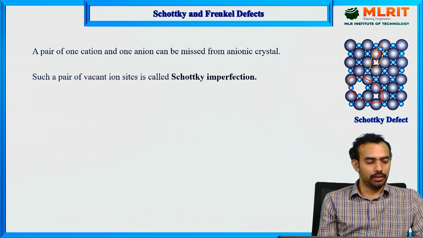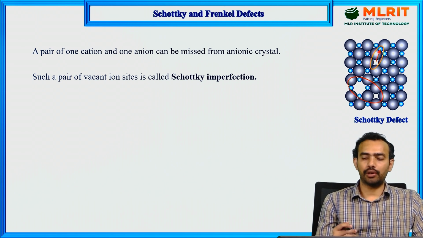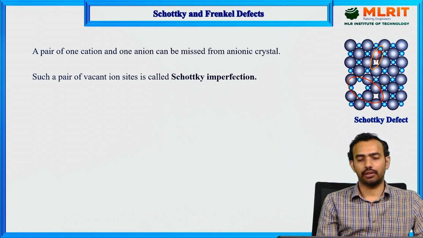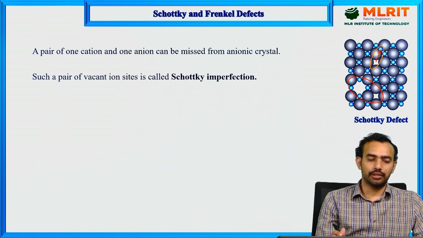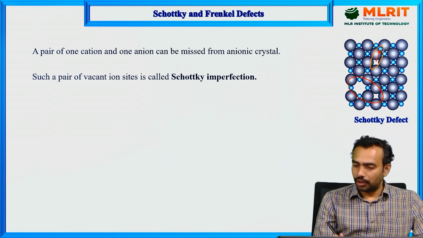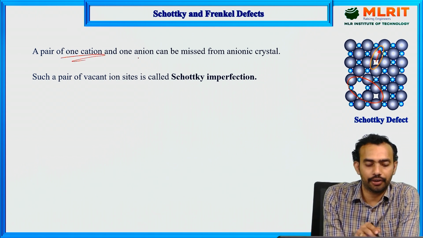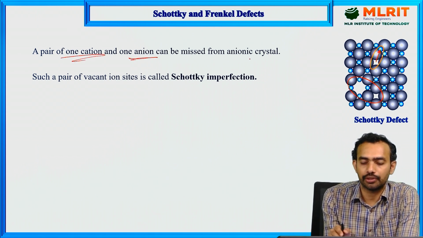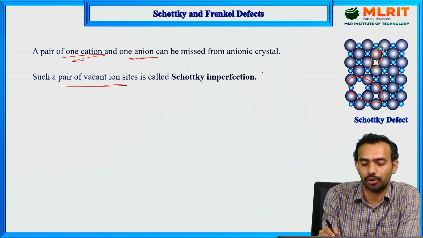Right. So in addition to these interstitial, substitutional and vacancy defects, we do have another two types of defects that are basically identified in ionic crystals. In ionic crystals, if a pair of one cation and one anion is missing from its place, the pair of vacant ion sites is called a Schottky imperfection.